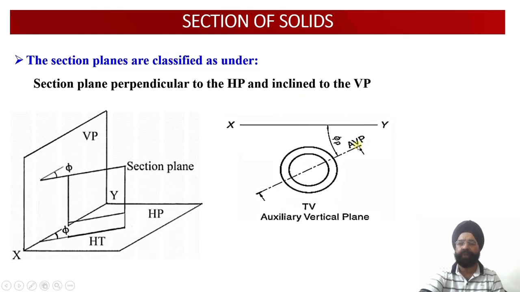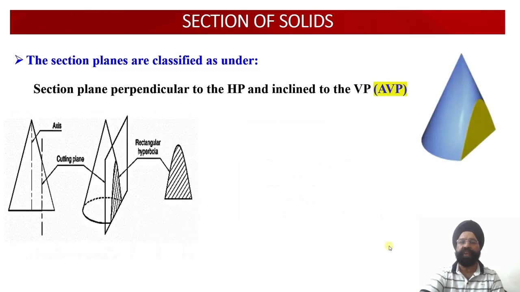If we have to obtain the true shape of the cut section, we need to draw another auxiliary vertical plane which will be parallel to the original cutting plane, and project the cut section onto this new auxiliary vertical plane. These auxiliary projections will be called auxiliary elevation projections. In the auxiliary elevation onto the new AVP, drawn parallel to the original cutting plane, we are going to obtain the true shape of this cut section. So this is the procedure which will be followed.